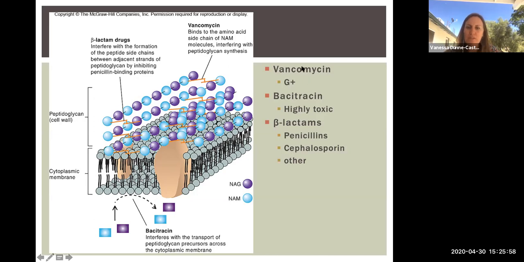So here are the three just mentioned: vancomycin, which is great against gram-positive bacteria; and bacitracin, which is broad spectrum, also great against gram-positive, but it is highly toxic. This is the main ingredient in things like Neosporin that are topical, that also have major warning labels on them. Do not ingest this because it is very, very toxic to humans. And then these are examples of beta-lactam drugs, the penicillins, the cephalosporins, and others.